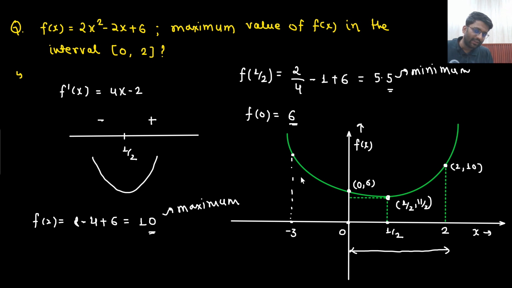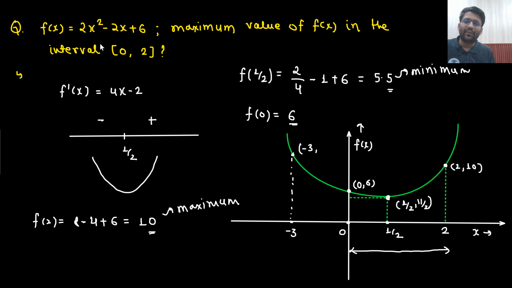So I will find out the values at boundary points as well. Sir, this is the nature of the graph, but let me know the value at the boundary point. I will find out the value at the boundary point. At x equals 2, sir, the value is 10. At x equals minus 3, sir, what is the value? That I don't know. So what I will do is find out the value of f of minus 3.